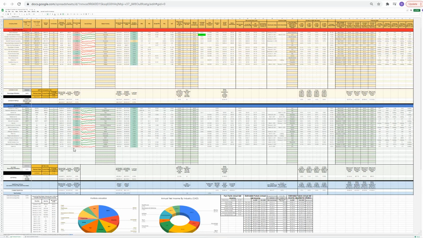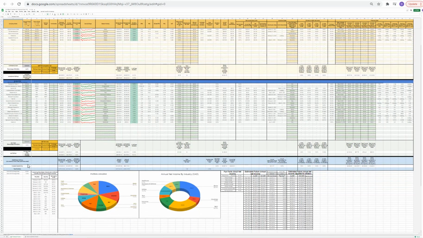Below that is the US stock section. That's under this blue bar and it's highlighted in green. That's where you'll keep track of and enter anything that you purchased on, say, the NASDAQ or the New York Stock Exchange or any other US exchange.